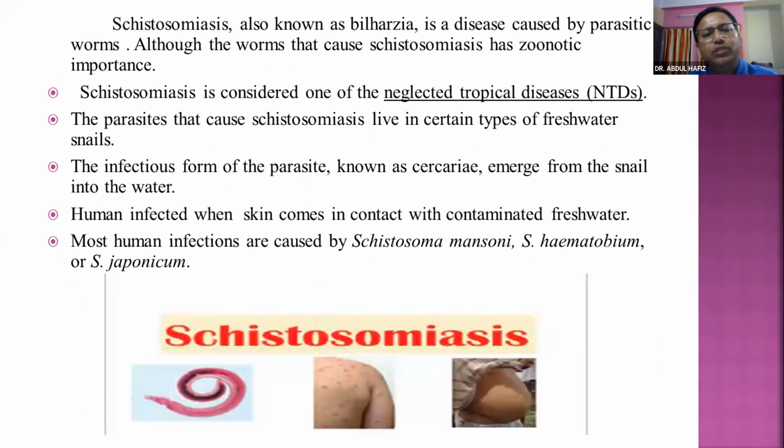In human beings also it is of zoonotic importance, because some poor villagers who drink the field waters, that means drain water and pond waters, and who frequently swim in the fields, ponds or other water bodies, humans can also suffer and be affected by this schistosomiasis.